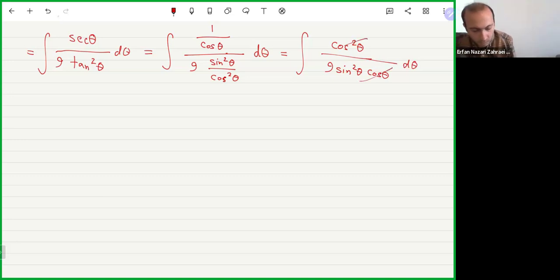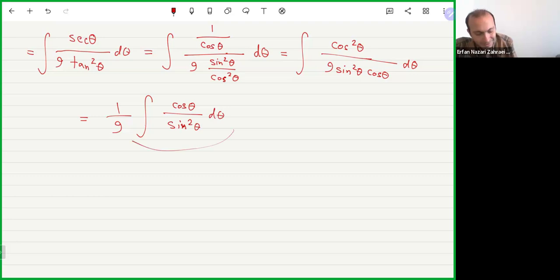Simplifying 1 cos from top and bottom, and moving the 9 outside the integral, I get 1 over 9 times the integral of cos theta over sine squared theta. So that's the integral that I need to compute.